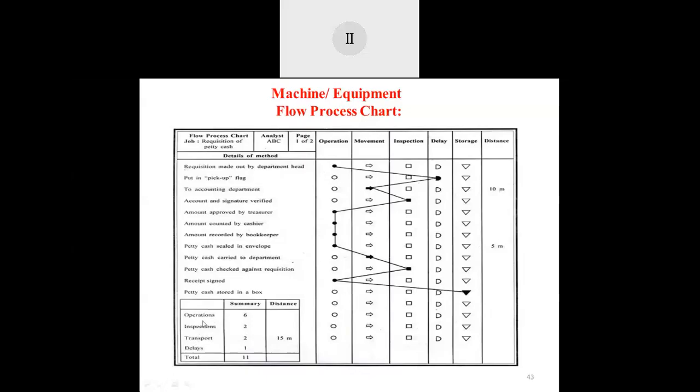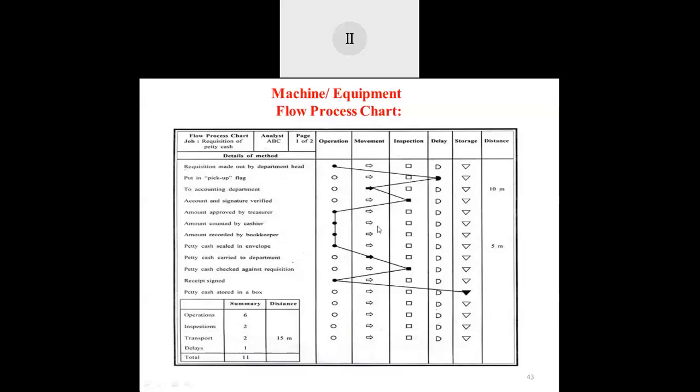See, if you can see how many operations: 1, 2, 3, 4, 5, 6. So six operations are there in this equipment or machine flow chart. Then inspection, two inspections. Let us check: there is one and two. Sorry, this is inspection, right? This is rectangular. So here one and two, two inspections are there.